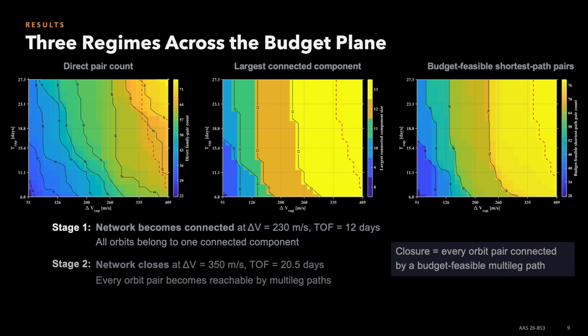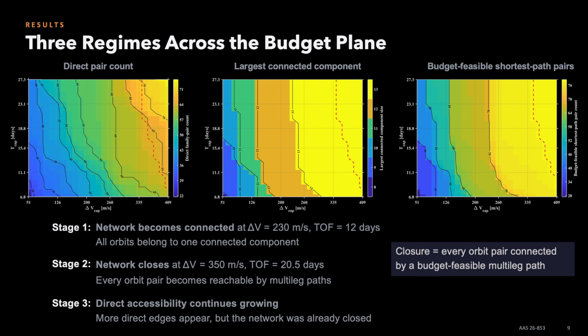That comes later. We call that budget feasible closure, where every one of the 78 orbit pairs has a shortest multileg route whose total delta-V and time both stay within budget. That's a stronger condition, and it's reached later, at 350 meters per second or 20.5 days. Stage 3 is just direct accessibility growing as we increase past those earlier thresholds.